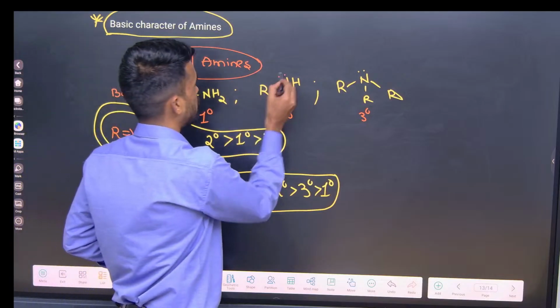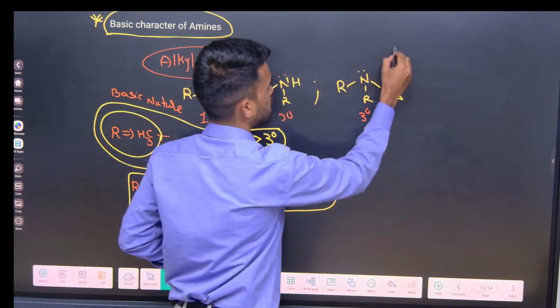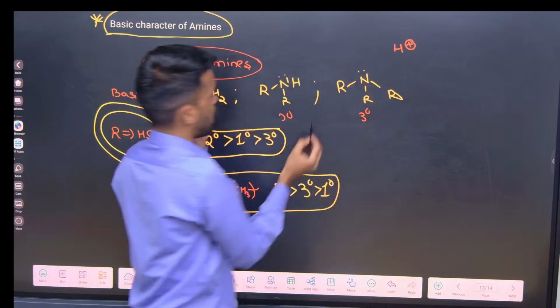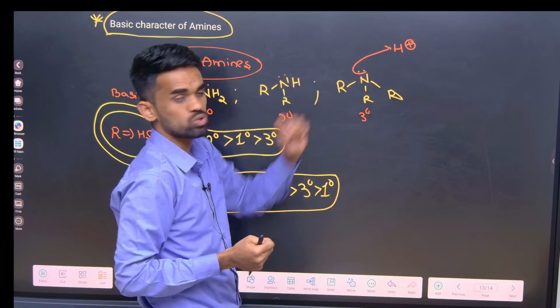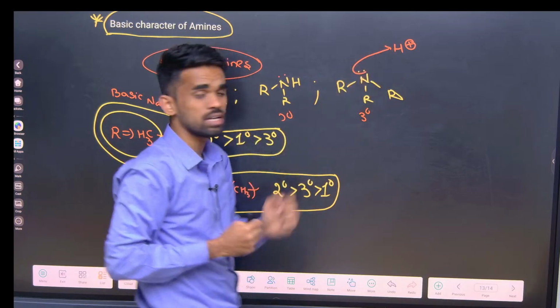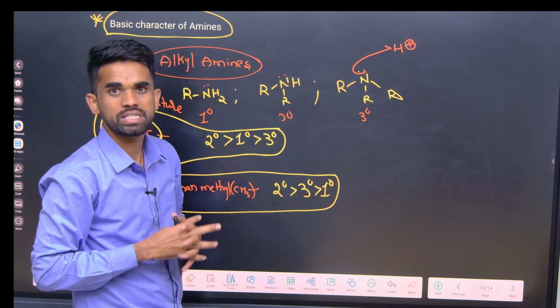See, basic nature means it is the ability of a nitrogen atom, like in amines, to get protonated, like to accept this proton or to donate this lone pair of electrons to a proton, right? Now that is what basic nature means.